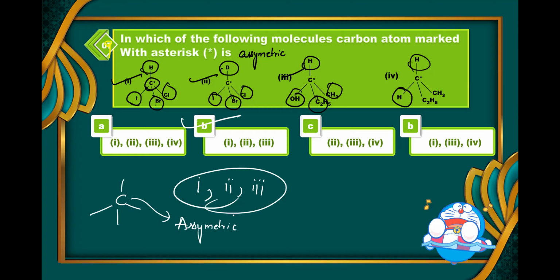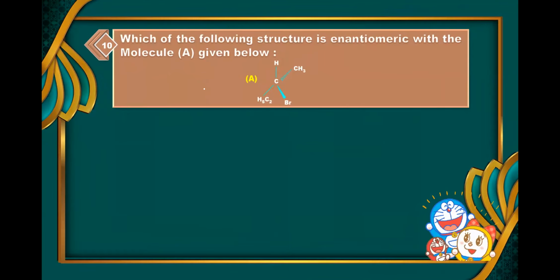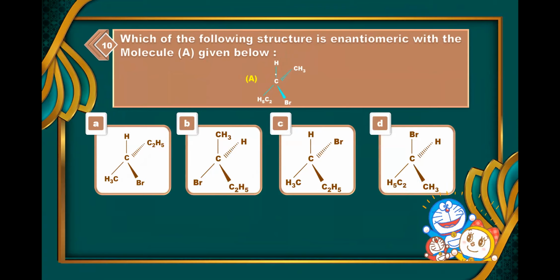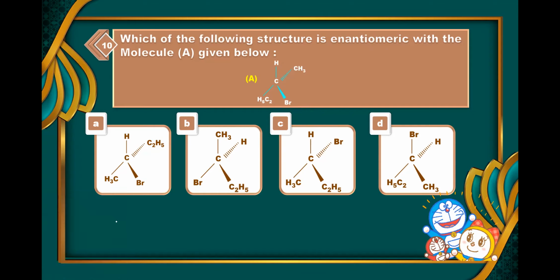Now let us see question number 10. Which of the following structures is enantiomeric with the molecule? See the question. This is your structure, and which is enantiomeric? What you need to do is first convert the given structure into a Fischer structure. This is a wedge structure. You need to convert it into Fischer. I already made a video on this. Just watch the video to get more command over how to convert it.